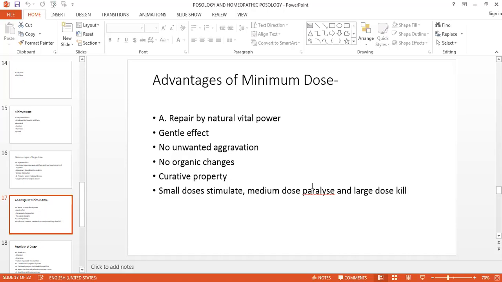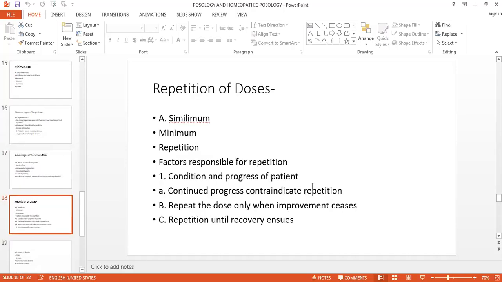We say that the small dose stimulates, the medium dose paralyzes, and the large dose can kill. Then we have seen the repetition of the doses. So potency selection is done, and how to give the dose of the medicine is also done. Now the patient is under the repetition of the dose. So repetition again depends on three factors.